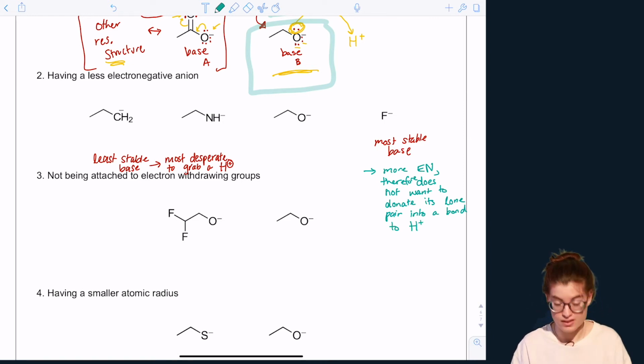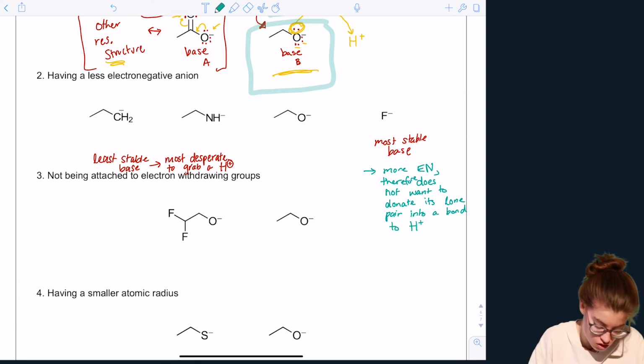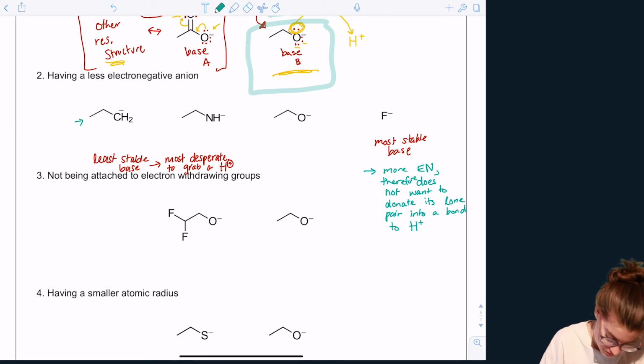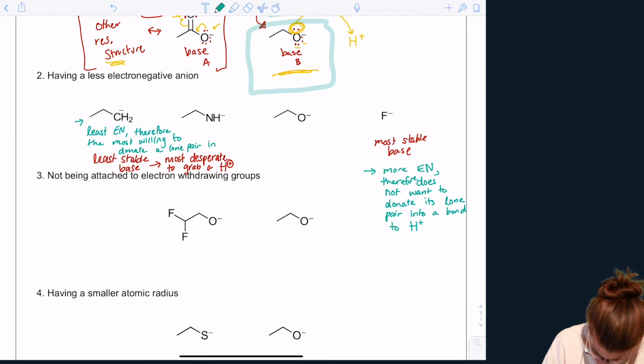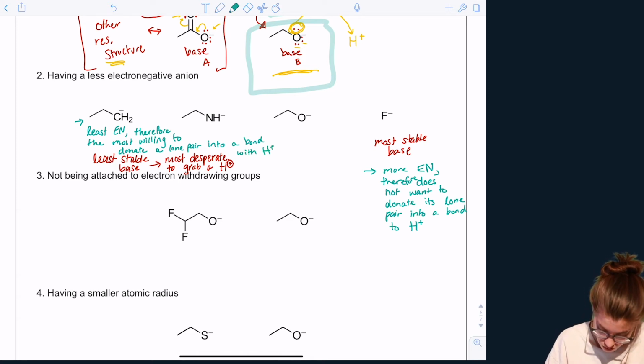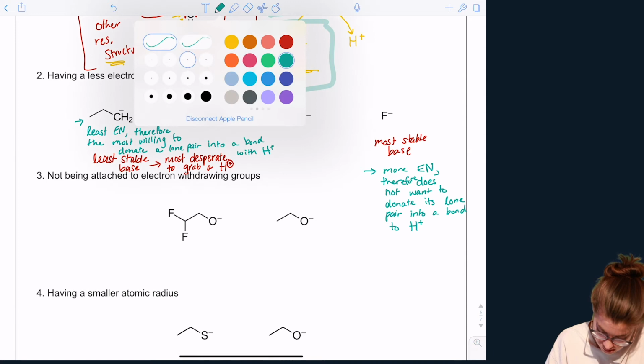And this is all relative, of course. So this molecule over here is the least electronegative and therefore the most willing to donate a lone pair into a bond with a proton, okay? So if we had to rank these, let's say, here we go.